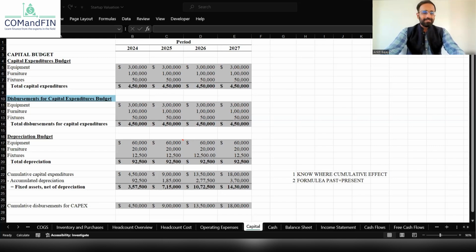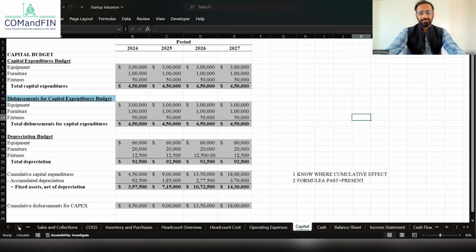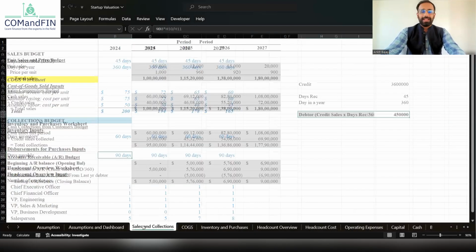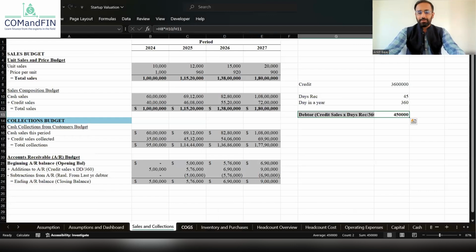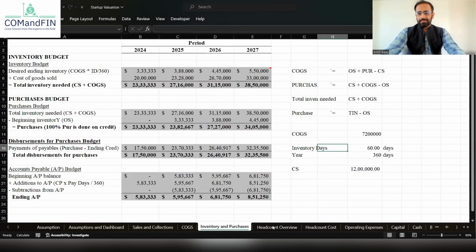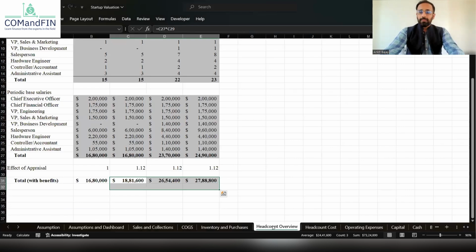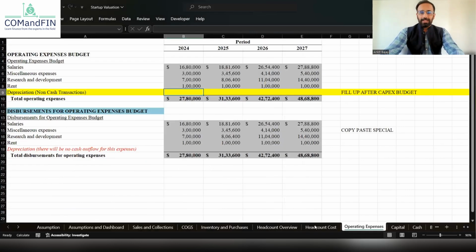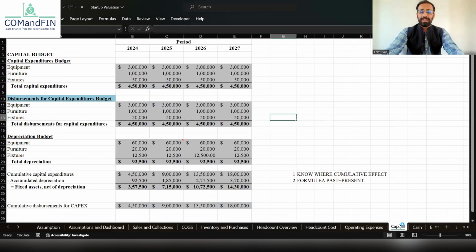So, in previous lectures, we have started a new model, that was startup valuation, and we have read the assumptions. We have seen how you can calculate the sales and collection value. We have done a detailed discussion about COGS, then inventory and purchase, and headcount overview. We have discussed the operating expenses, right? And then we have discussed the capital and depreciation calculation.